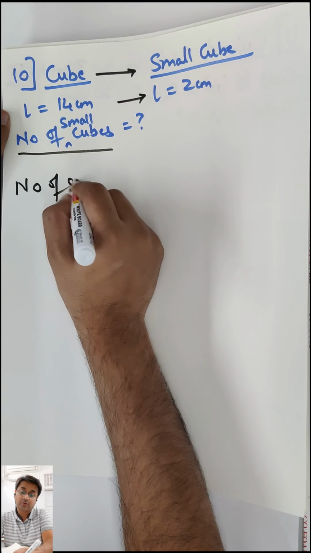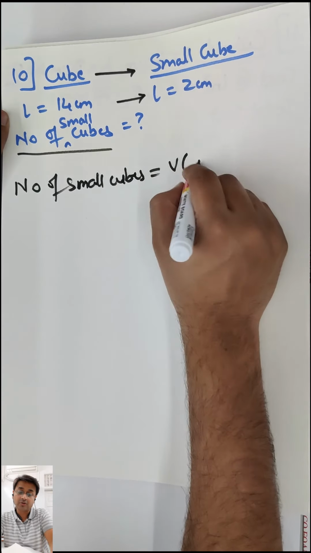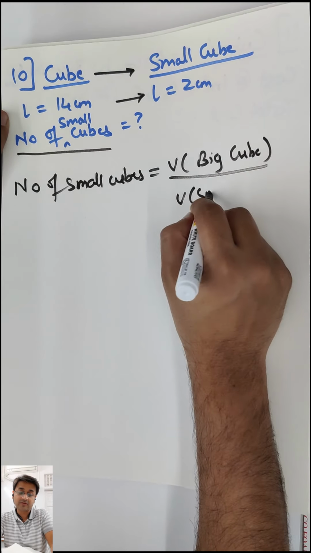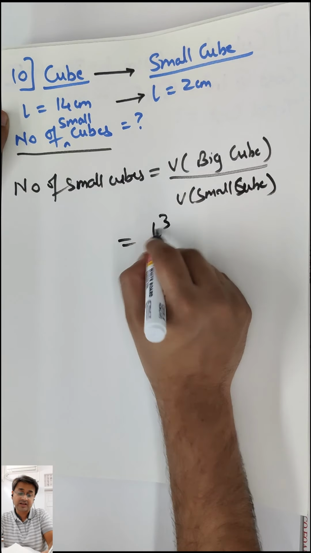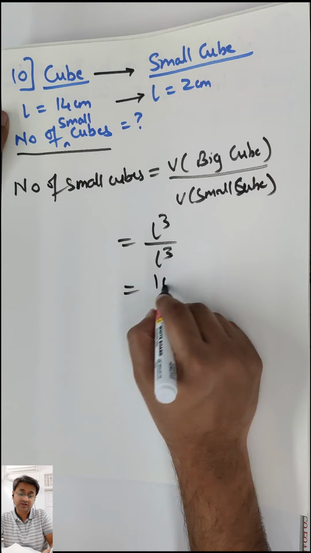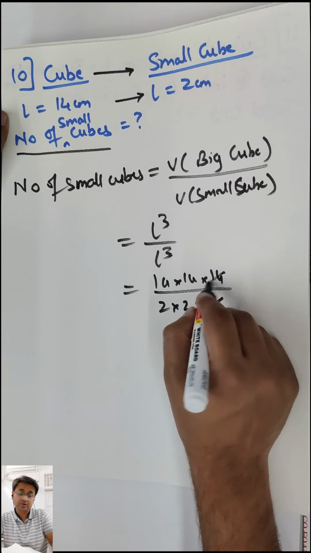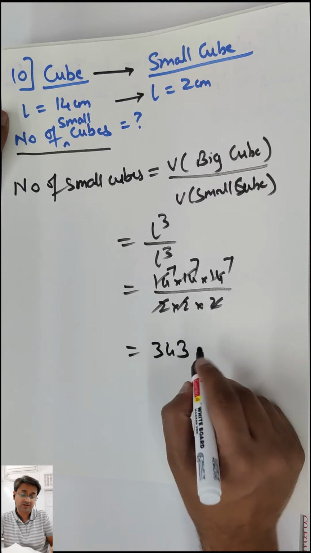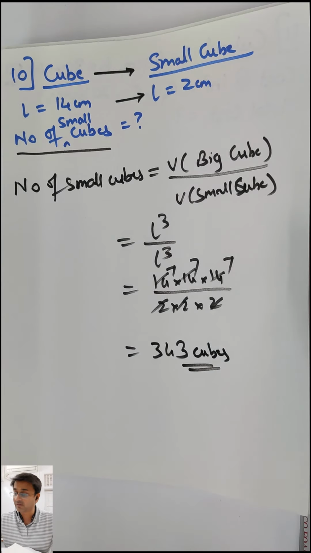So for the number of small cubes, the same logic we are going to apply. Volume of big cube upon volume of small cube. So we know the formula of cube is L cube upon L cube. So this is 14 into 14 into 14 and this is 2 into 2 into 2. So 7, 7, 7. So 7 cube we know is 343. So 343 cubes will be formed. Please tell me if I am correct. This is sum number 10.